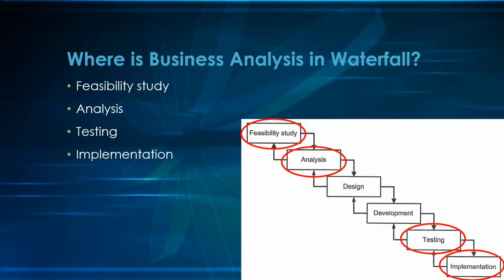So where is business analysis involved in a waterfall project? As you can see from the diagram with the red circles, typically the business analyst is primarily involved in the beginning and end phases. This is the feasibility study and analysis at the beginning, user acceptance testing, helping users and stakeholders during implementation at the end. Naturally, there will be times during design and development phases where the BA will need to be able to answer questions from the dev team also.